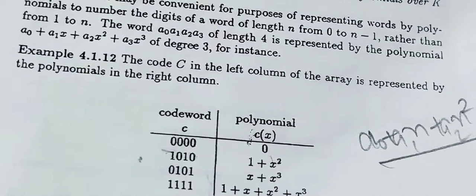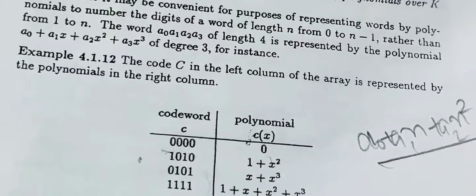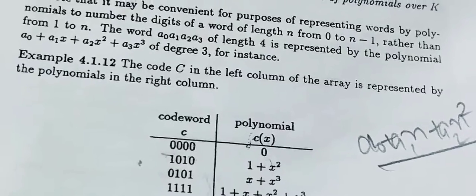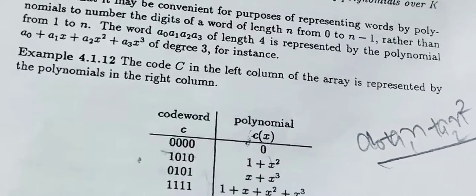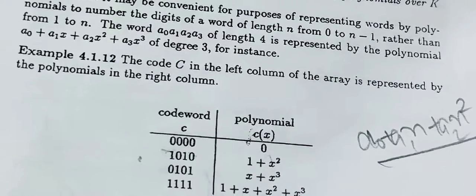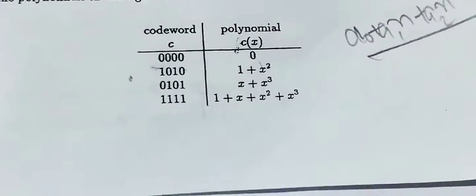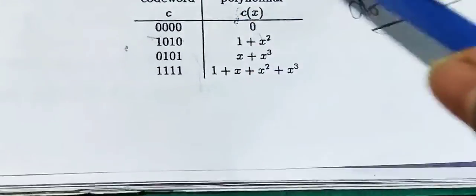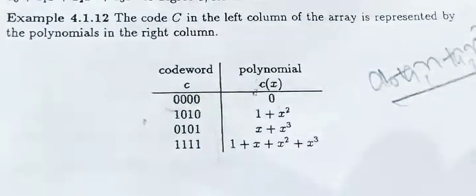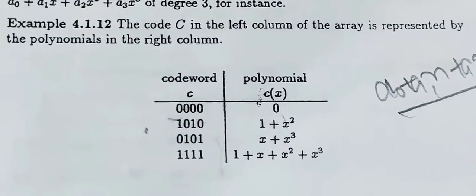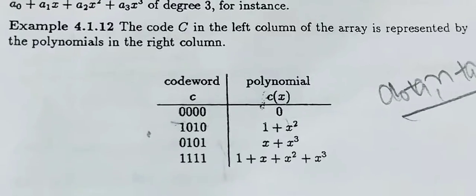The second term represents the coefficient of x. Here x is not present, so the x term is 0. The third term is the x square term, and its coefficient is 1. The fourth one is 0, which means the coefficient of x cube is 0. So it is 1 plus x square. Similarly, 1, 1, 1, 1 gives 1 plus x plus x square plus x cube. So this is a code word converted into a polynomial. A polynomial can be converted into a code word and a code word can be converted into a polynomial.